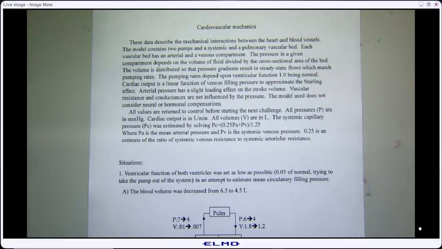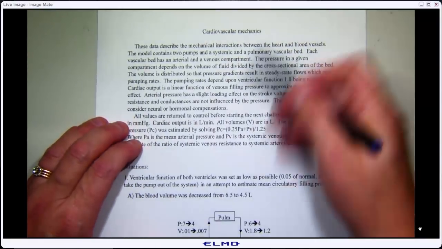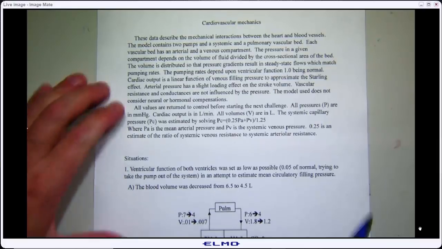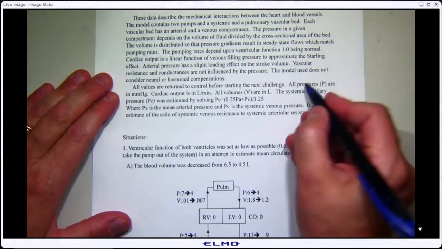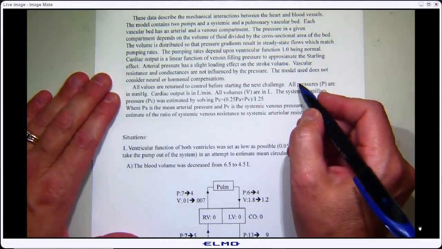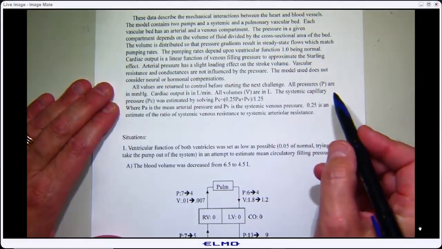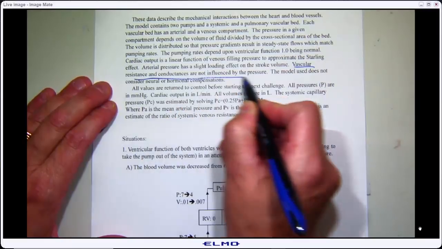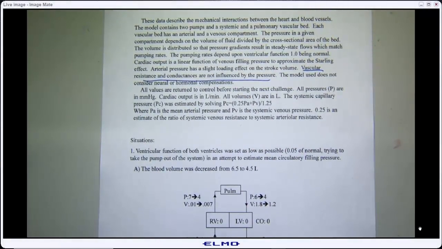All right, so this is just a little preamble to the cardiovascular mechanics program. Really critical here: vascular resistance and conductance are not influenced by pressure. So what does that mean? This means that this thing is not auto-regulating. Okay, so we're not going to bring the myogenic response into any arguments that we talk about here.